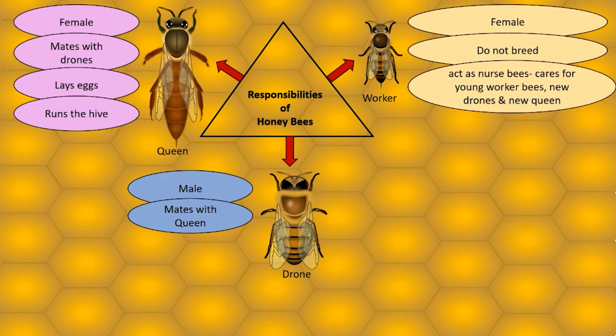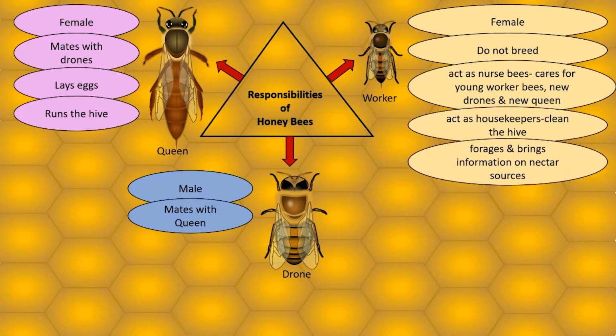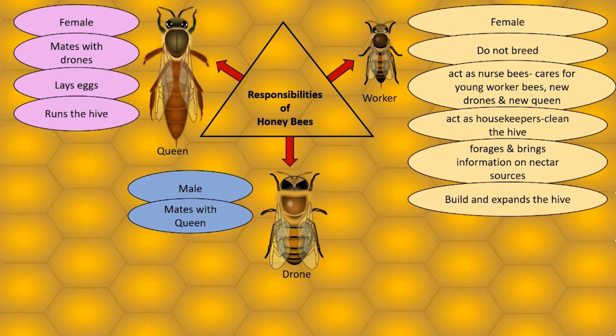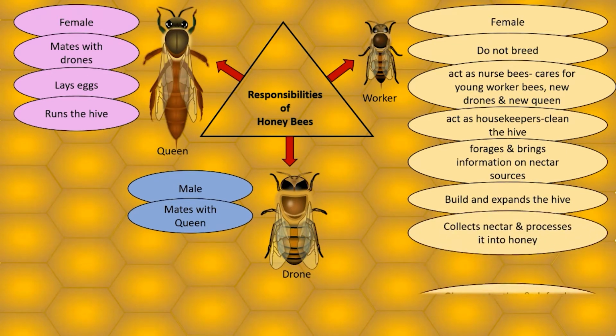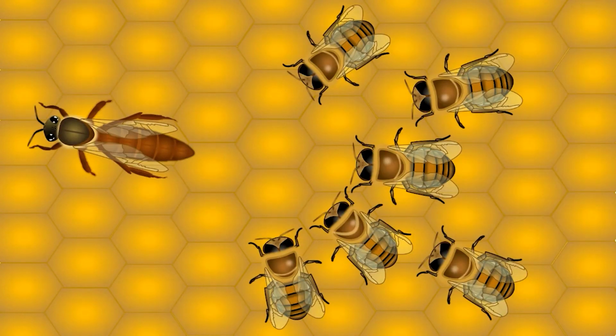Rather, it acts as a nurse bee which cares for young worker bees, new drones and the new queen. It acts as a housekeeper which cleans the hive. It forages and brings information on nectar sources. It builds and expands the hive. It collects nectar and processes it into honey. And it gives protection and defends the hive. Now we shall see the roles of each of these honeybees in detail.